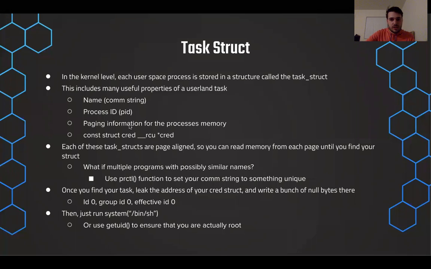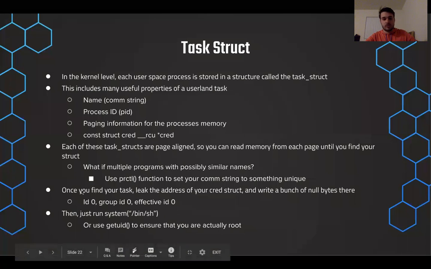Usually I use this function called prctl to set my comm string to something really unique, like just 10 random bytes, because I want to make sure that I'm not going to accidentally find a process that I think is mine and it's not, and that would be kind of annoying. So if you set your comm string to something unique, you're going to know when you hit your process, because that's your comm string there.